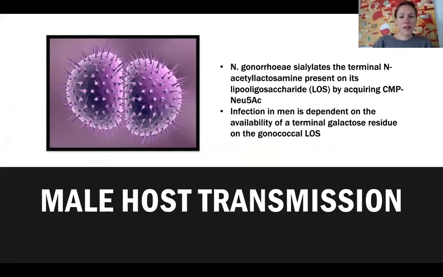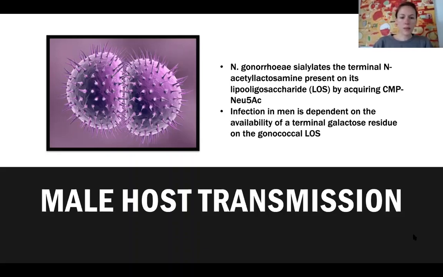Gonorrhea sialylates the terminal N-acetyllactosamine present on its lipooligosaccharide, or LOS, by acquiring CMP-Neu5Ac upon entering the human cells during infection. This renders the organism resistant to killing by complement in normal human serum. Infection in men is dependent on the availability of a terminal galactose residue on the gonococcal LOS.